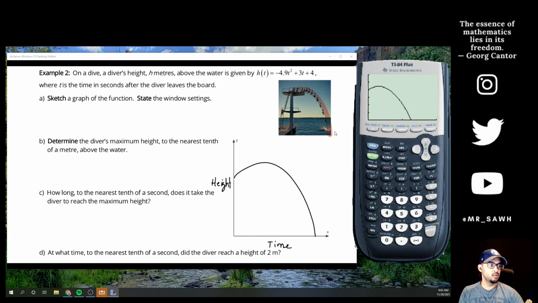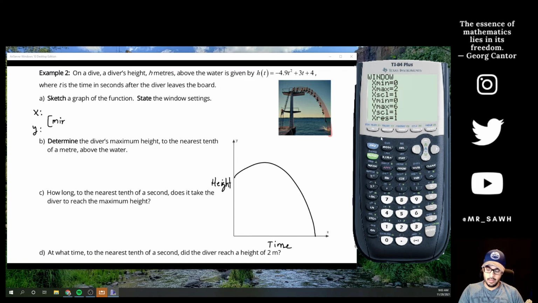Now, in order to state the window settings, they follow a specific pattern. For each of them, it goes minimum, maximum, and then scale. So if you take a look at what your calculator says, for x, the minimum we set is 0, then 2, then 1. So this says the minimum value for x is 0, the maximum is 2, and each tick mark is worth 1. If I do that for y, again, our minimum is 0, the maximum is 6, but every tick mark is still worth 1. So there's how I can write my window settings.